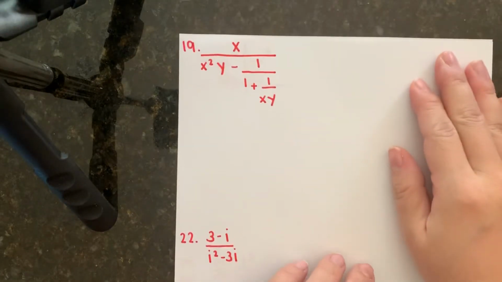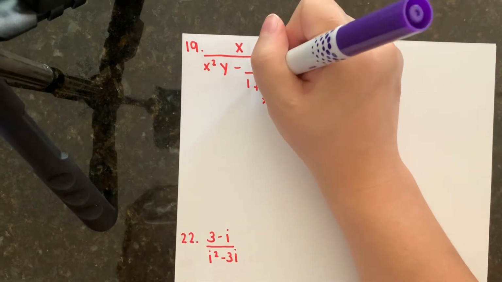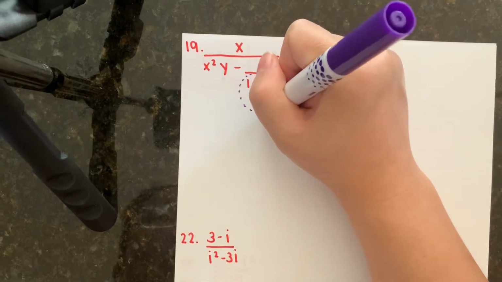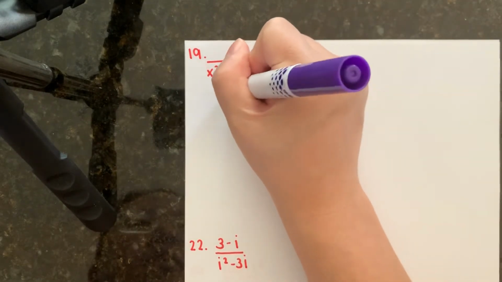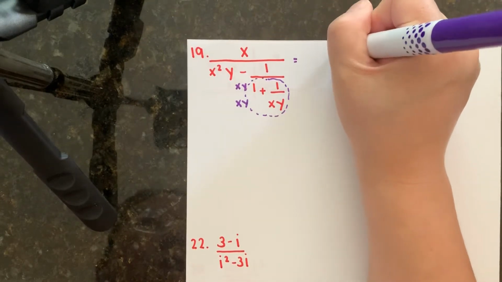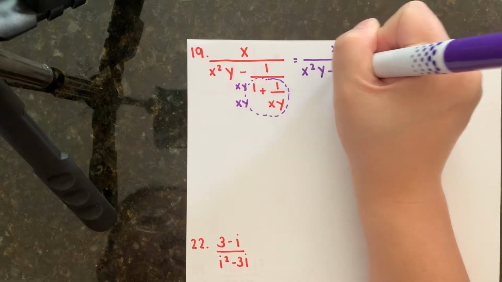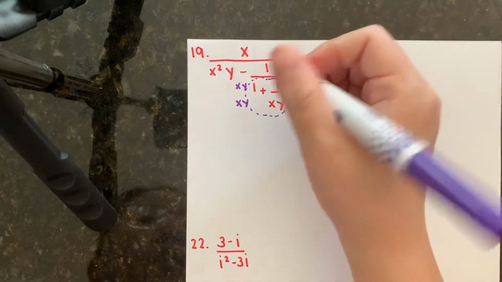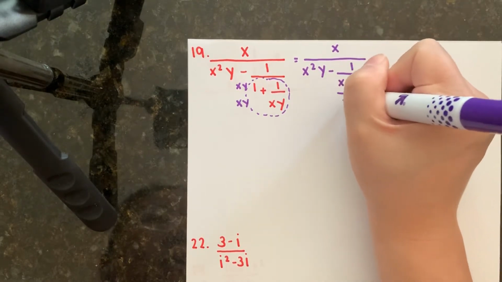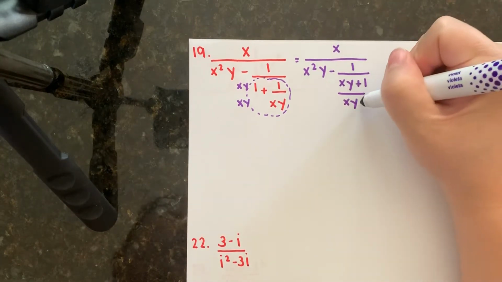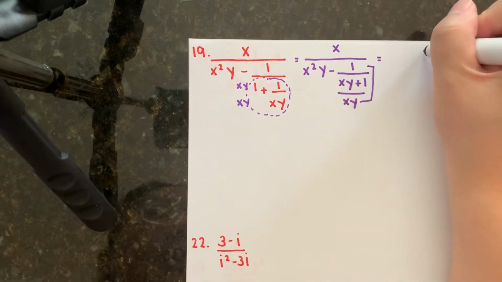Now moving on, we're going to look at number 19. So the first thing that you're going to do is add the fractions that are furthest in the denominator, which in this case would be these fractions right here, making a common denominator of xy. Everything else is going to stay the same in the equation, but my denominator is going to become xy plus 1 over xy. Now what you're going to do is multiply this denominator by the numerator. Everything else is going to stay the same.